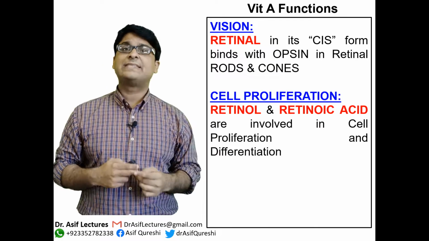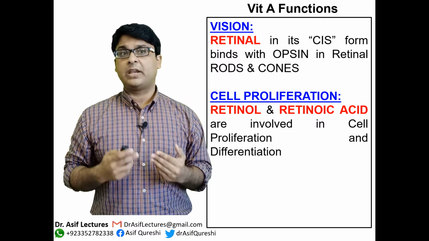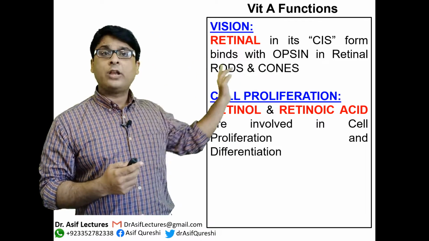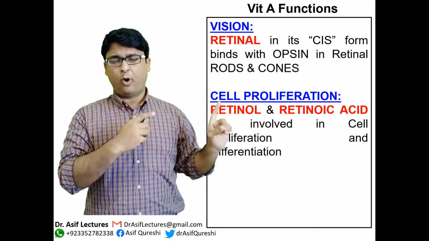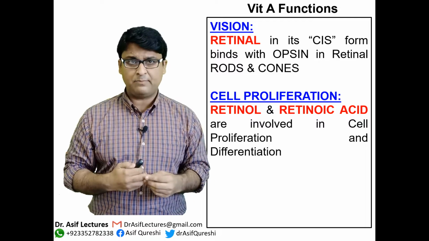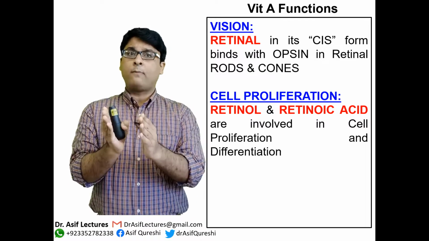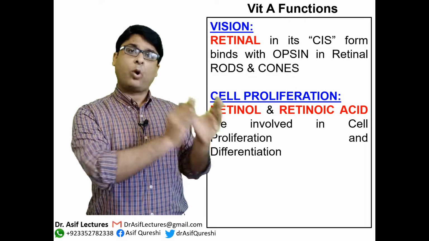The second one is cellular proliferation. And which biochemical forms of vitamin A are involved in this? They are retinol and retinoic acid. So this is very important. Sometimes they ask in your board exams, in MRCP or FCPS, also in MBBS or PharmD papers, which form of vitamin A is responsible for what function.